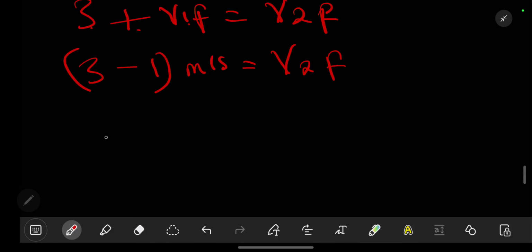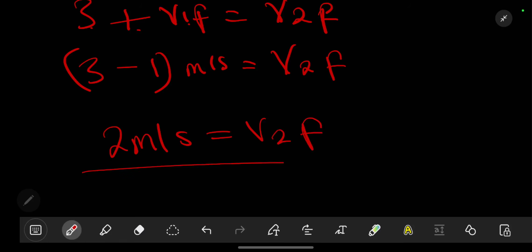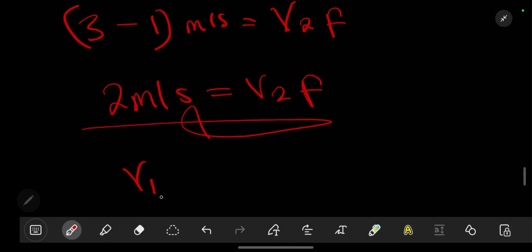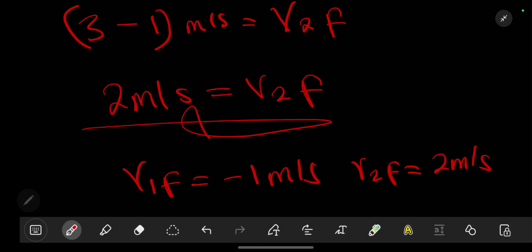3 minus 1 is as simple as 2 meters per second, which should be equal to V2 final. So V1 will be V1 final, which we said is negative 1 meters per second, and V2 final is equal to 2 meters per second, like that.